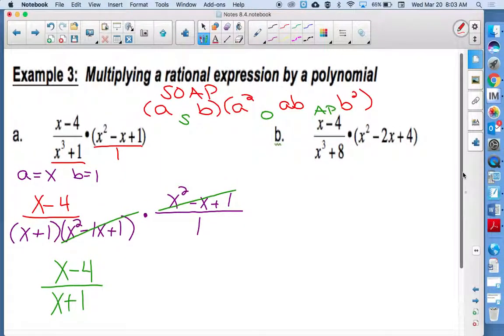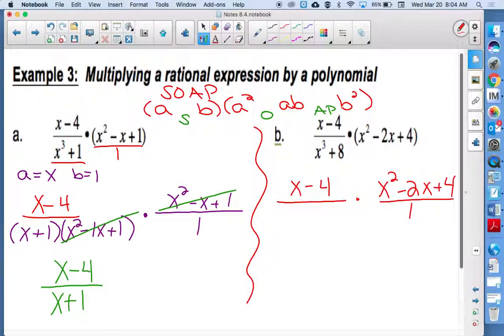So looking at letter B, same type of problem. Just going over the SOAP method again. Got an x minus 4. So Julian, how would you factor the left denominator with SOAP? It would be x plus 2 times x squared minus 2x plus 1. And then your final answer is? X minus 4. Nice job.